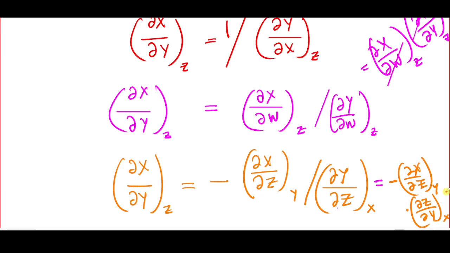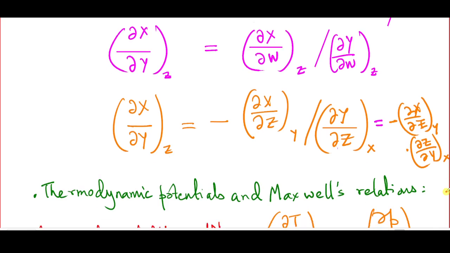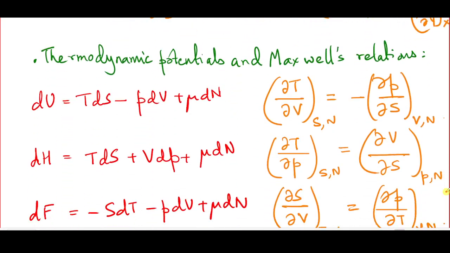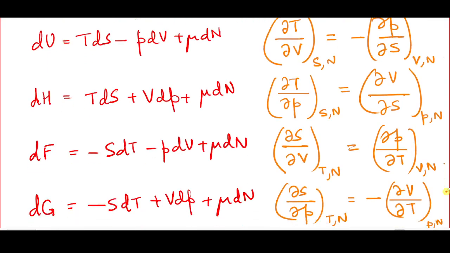Now these were inputs basically from mathematics, general properties of partial derivatives. The next set of inputs come from thermodynamics. It deals with thermodynamic potentials and Maxwell's relations which follow from them. Again, these are things which you have already derived before, but let me just quickly recapitulate them for you. The four important thermodynamic potentials that we talk about are internal energy, enthalpy, Helmholtz free energy and Gibbs free energy.